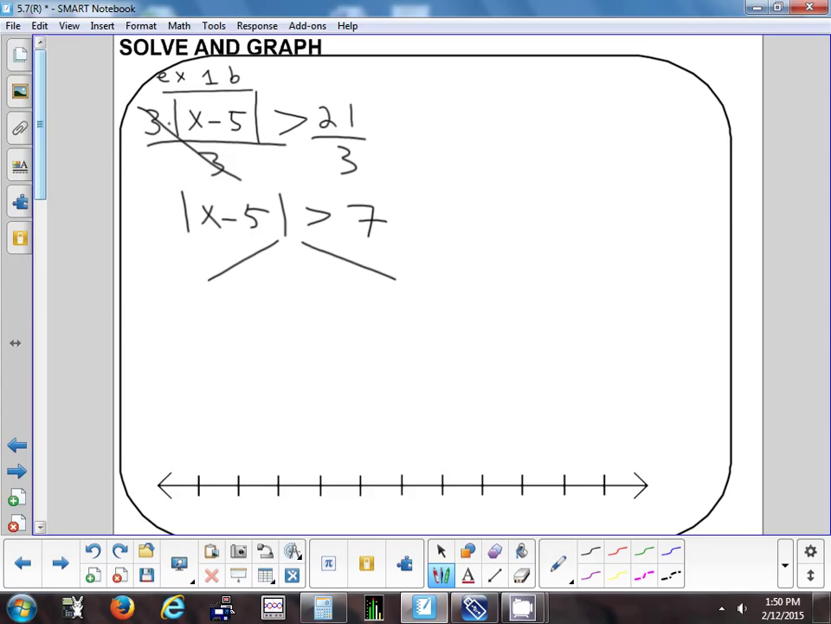Who can give me one of my equations? Dominic, can you give me one of them? Bars or no bars, x minus 5 greater than 7. Good. That's the easy one. Just copy it down, take away the bars. Now the harder one, you have to remember to do 2 things. William, do you remember what to do? X minus 5 is less than negative 7. Perfect. That's it.